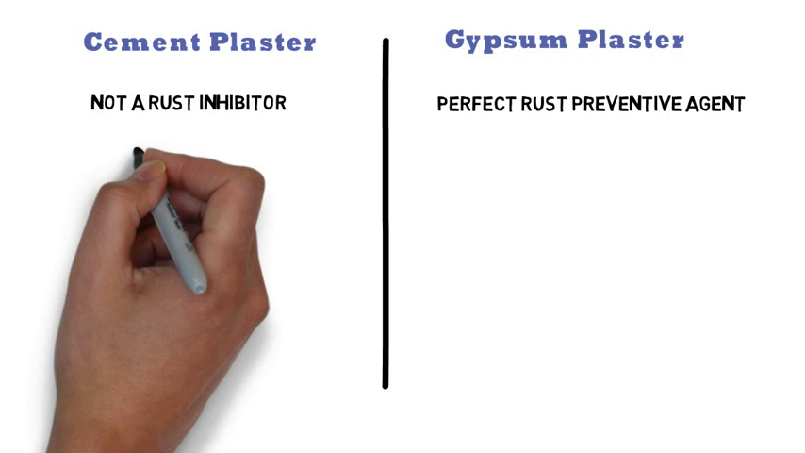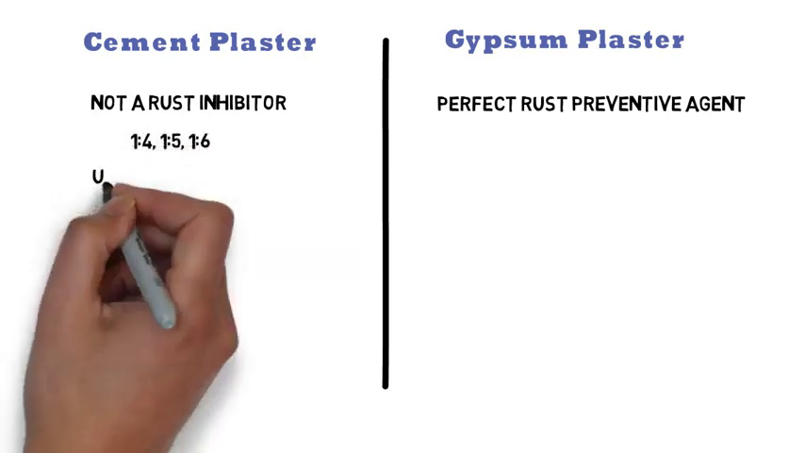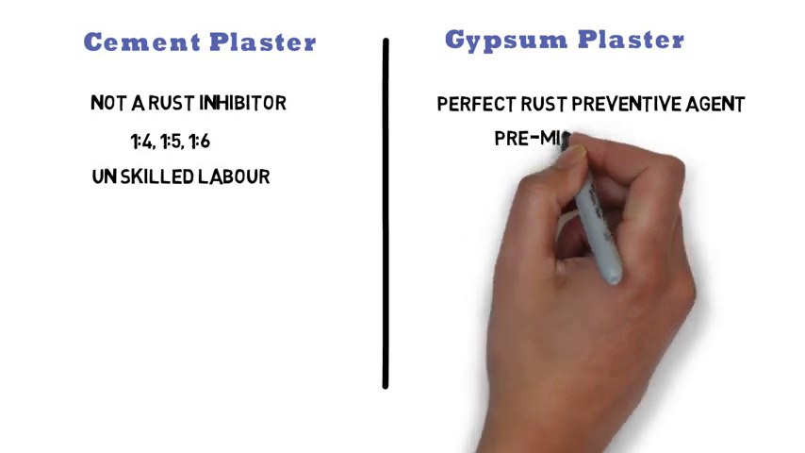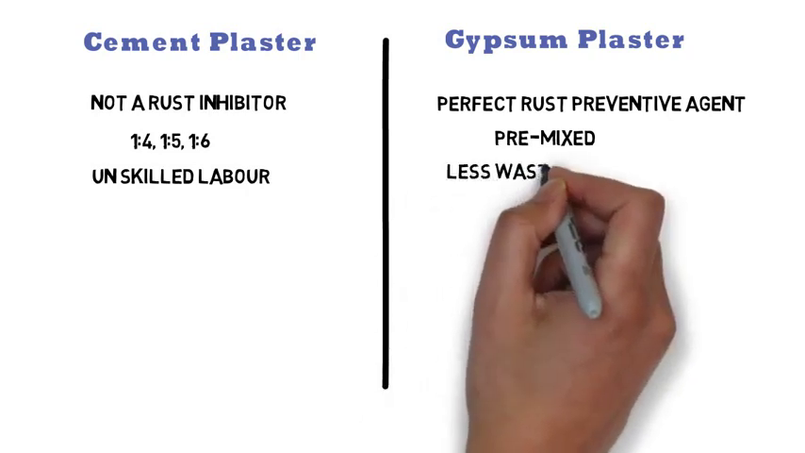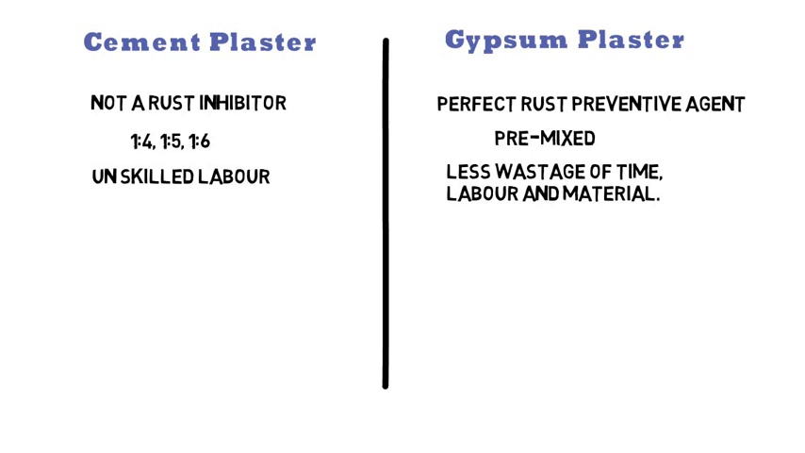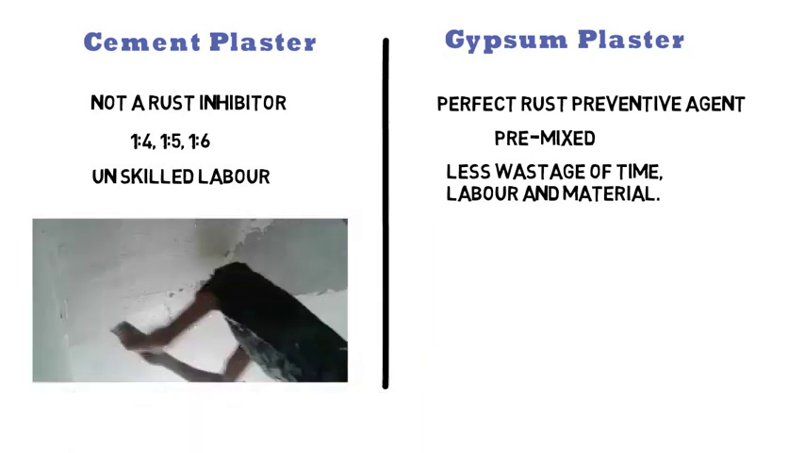The mixture of sand and cement is done on site in different ratios. It is generally done by unskilled labor and hence not likely to be accurate and perfect. Gypsum plaster is pre-mixed and available in easy to handle bags. Only addition of water is required, resulting in less wastage of time, labor and material. After sand cement plaster, POP punning is required for better and leveled surface finish.